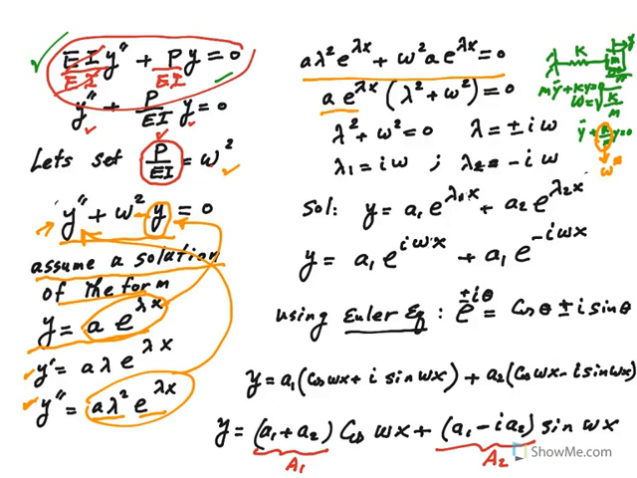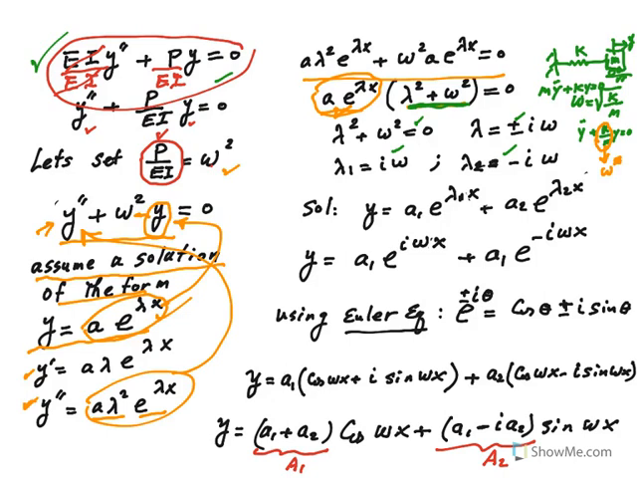Now, I factor a e to the lambda x because that's common. I end up getting lambda squared plus omega squared. So I have two possibilities now. Either a e to the lambda x must be equal to 0, and that's not good, because if a e to the lambda x equals 0, basically you're saying your solution is equal to 0, which would be what we call the trivial solution. Therefore, this factor must be equal to 0. If we do that, we end up getting two complex roots, plus and minus i omega. So we have two roots, lambda 1 and lambda 2, one positive, one negative.